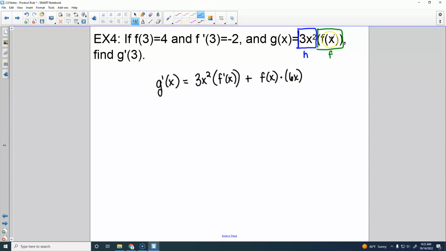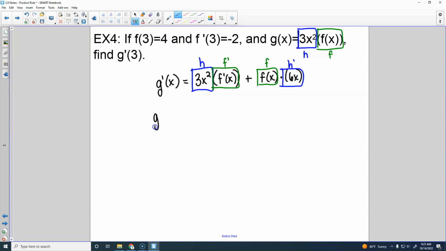I'm going to go back and label these just so we're really clear on where everything came from. This right here was our h. This right here was our h prime. This right here, obviously, is f prime, since it's just called f prime. And this is our f. So, there's not really a lot we can do with that as far as simplifying. You can't really simplify it. But it did not ask us for g prime of x. It asked us for g prime of 3.